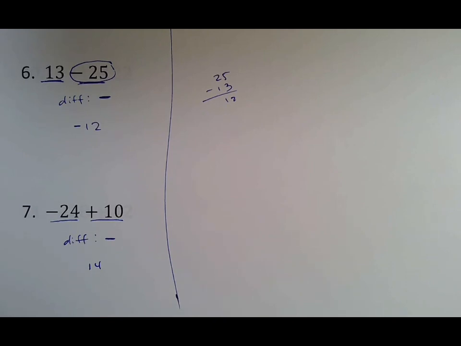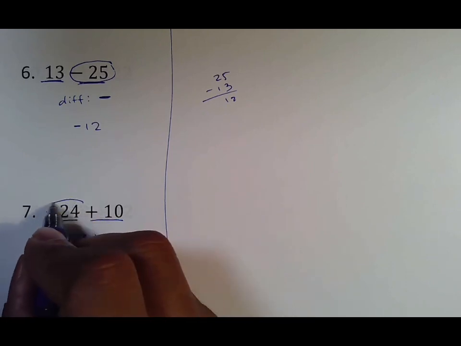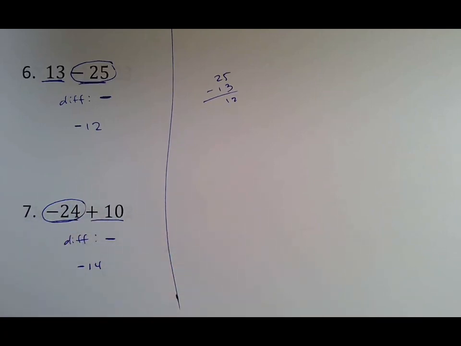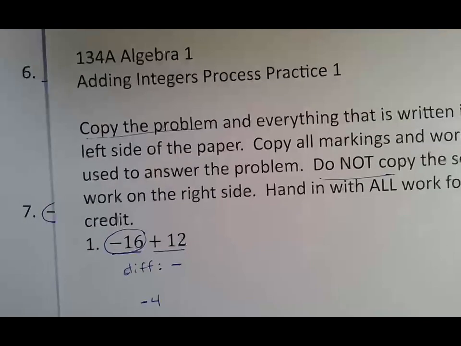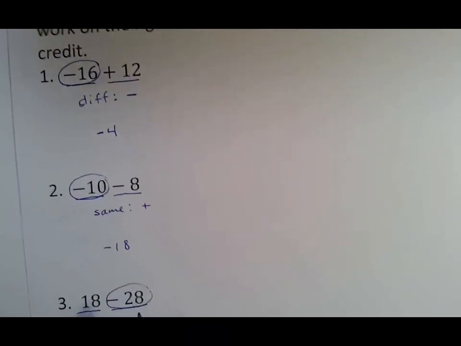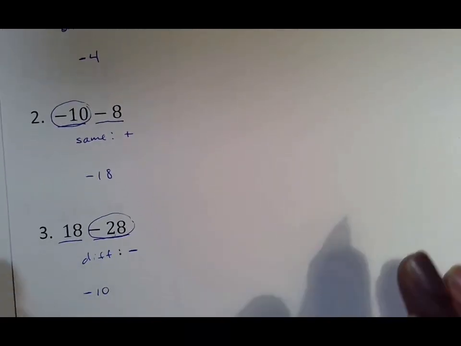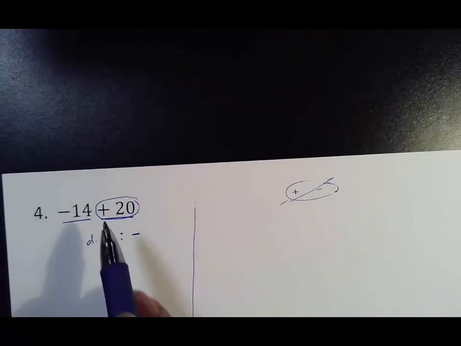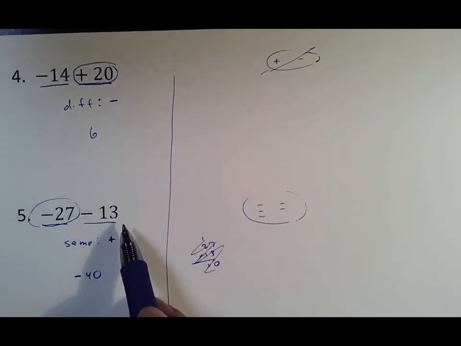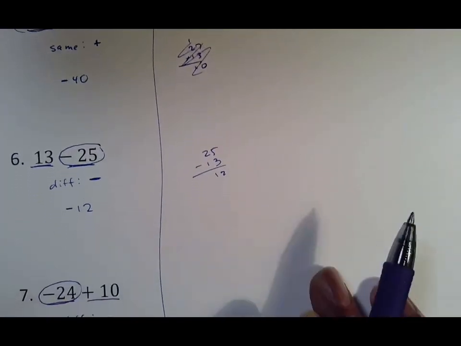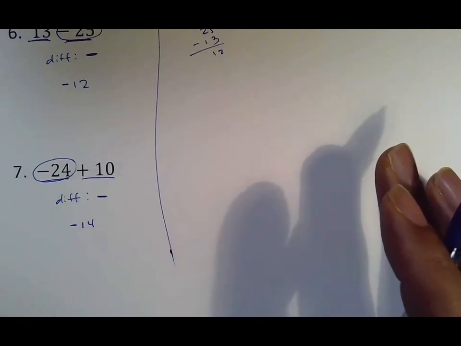And the last thing we look at is that is the bigger number, so the sign goes with it. So again, bigger number negative, answer negative. And so on and so forth through everything we've done so far. The bigger number is positive, our answer is positive. The bigger number is negative, our answer is negative. And just like on number 7, same situation.